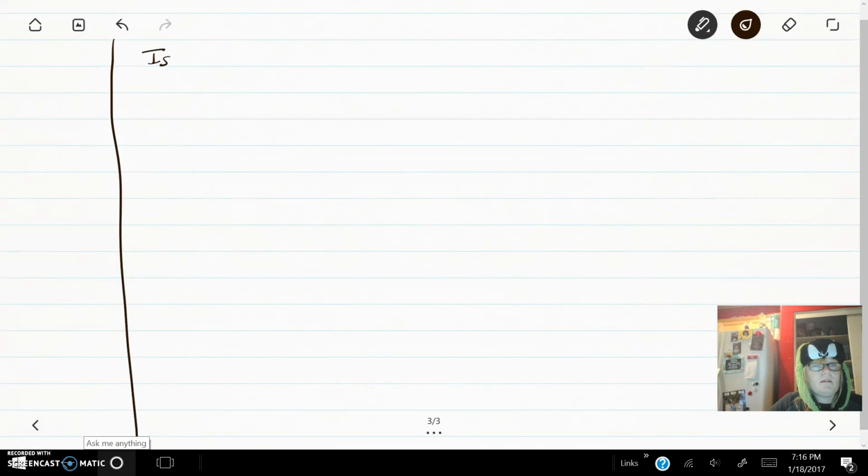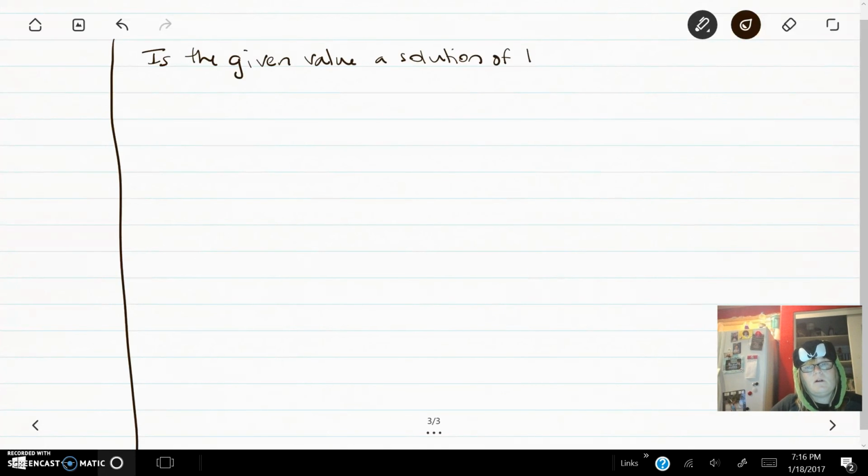Here's another type of problem that you'll see. Is the given value a solution of the inequality? Here we have 12 is less than or equal to 18 minus y.